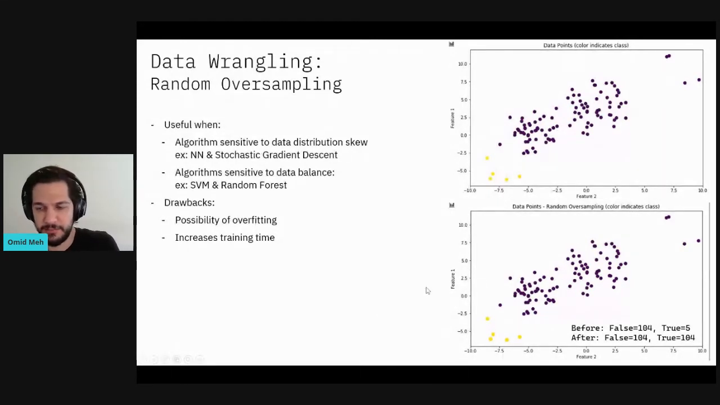So I hope you got some intuition about what oversampling is. It's basically grabbing some of your minority class at random and duplicating them, and then using all of that as your training data.